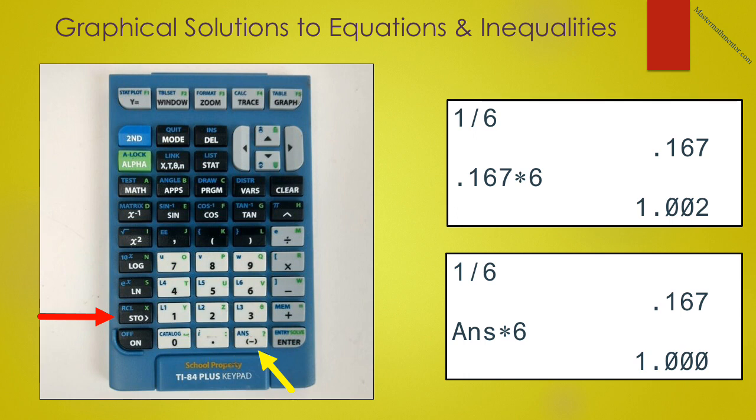It is okay to write down an intermediate answer to 3 decimal places, but don't actually retype that value into the calculator. Have it stored.